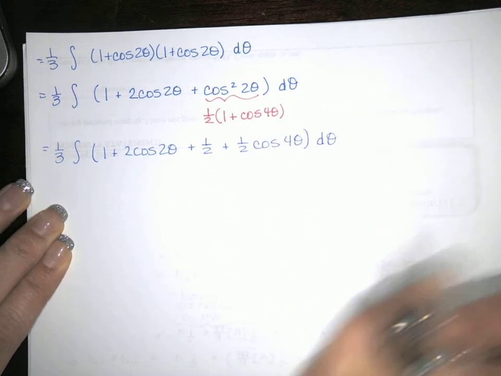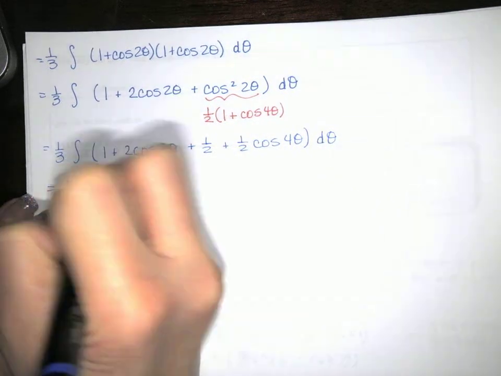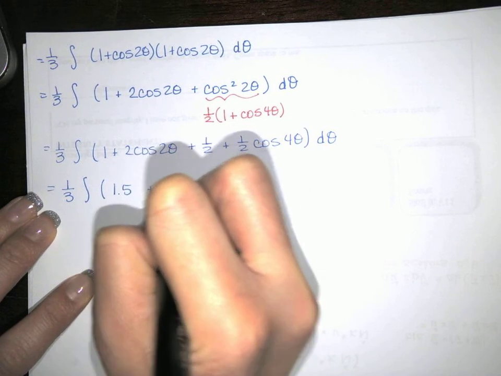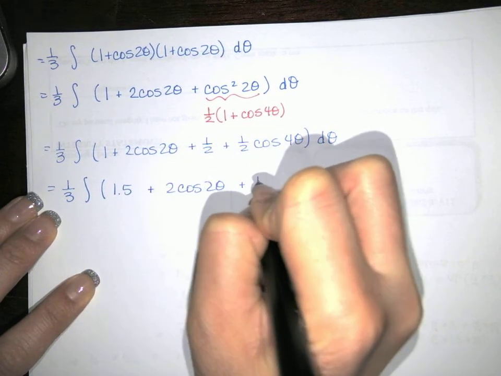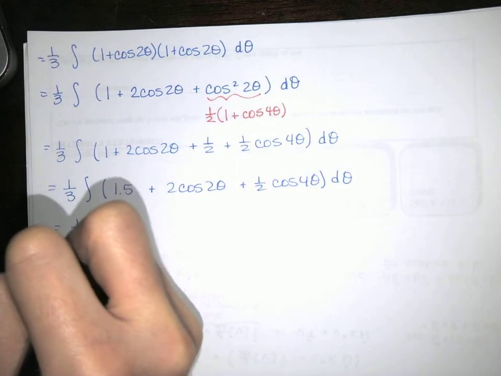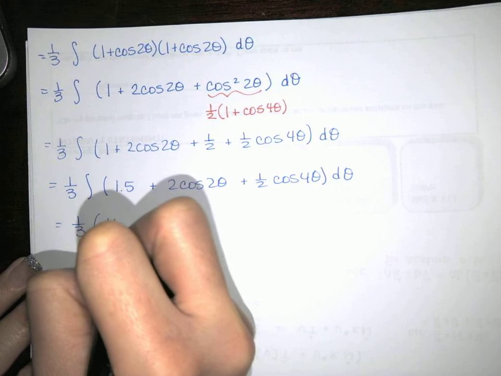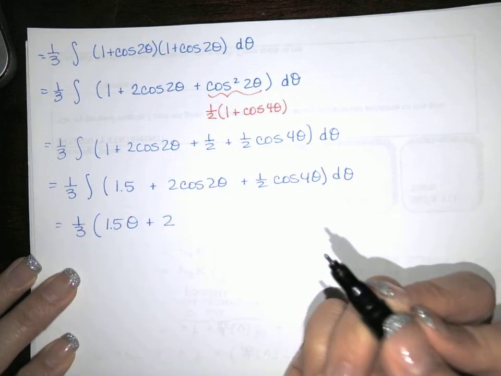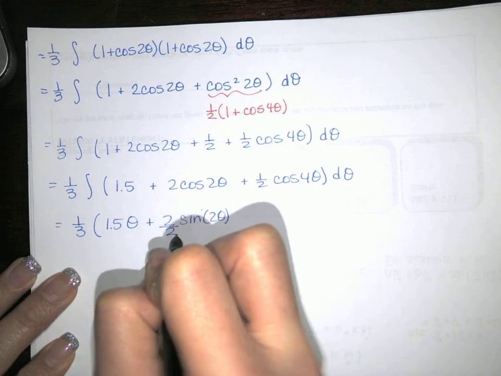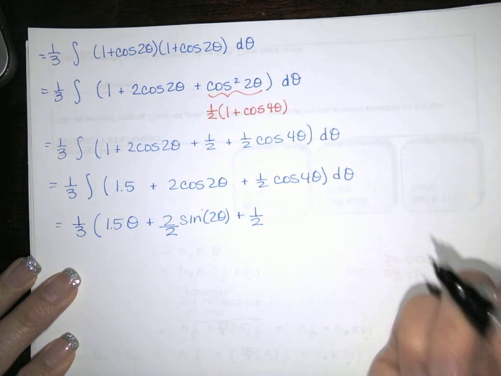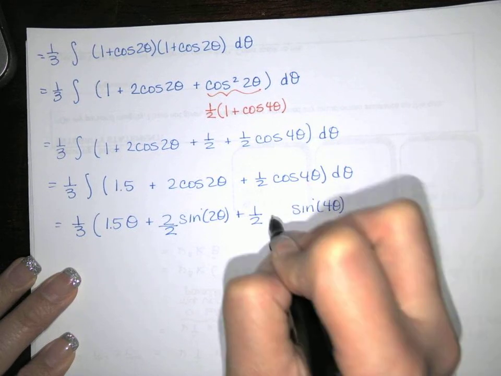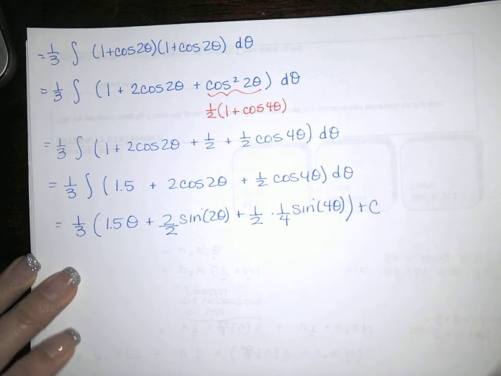Now we're finally ready to anti-differentiate. 1 plus 1/2 is, I'll just call that 1.5. Okay, anti-differentiate with respect to theta. So you get 1.5 times theta, bring the 2 down, the antiderivative of cosine of 2 theta is sine of 2 theta. Since there's a 2 there, you have to divide by it. We've got a 1/2 here. The antiderivative of cosine of 4 theta is sine of 4 theta. So you have a constant inside, you have to divide by it. We do all of that plus c.